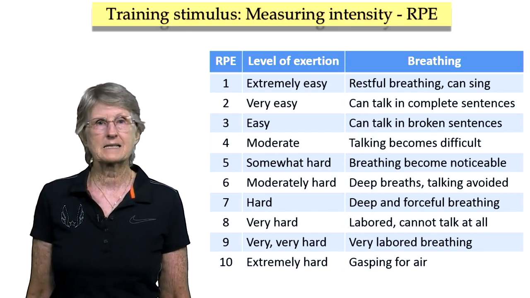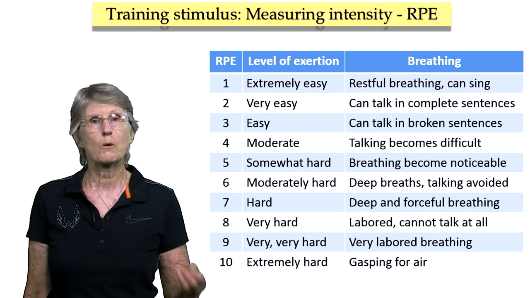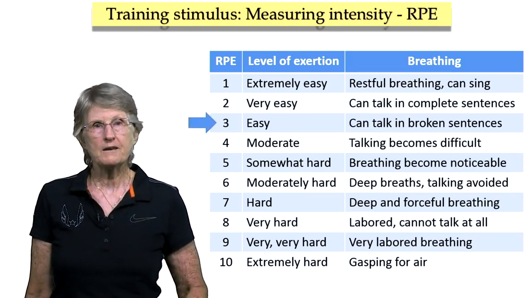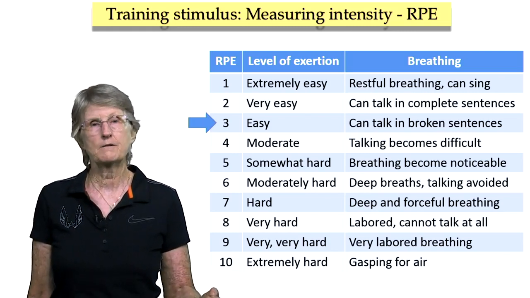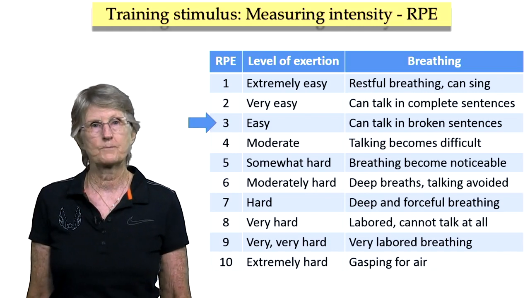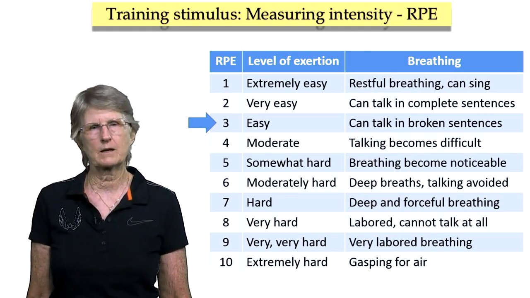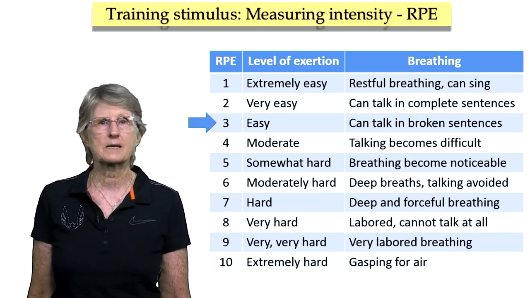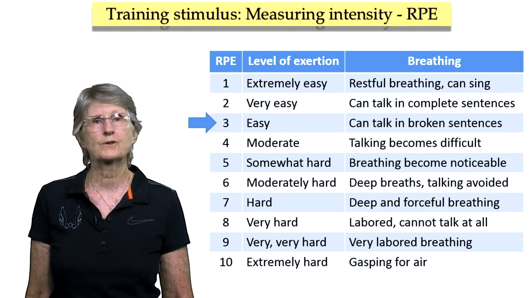You simply ask the athlete to point to the best description of their breathing during the training session and then record the score matching this breathing description. For example, if the athlete could talk in broken sentences, the RPE for that training session is a 3. RPE is a useful tool to use and is fairly reliable. And you can easily design your own RPE scale, but always use the same one consistently if you do this.